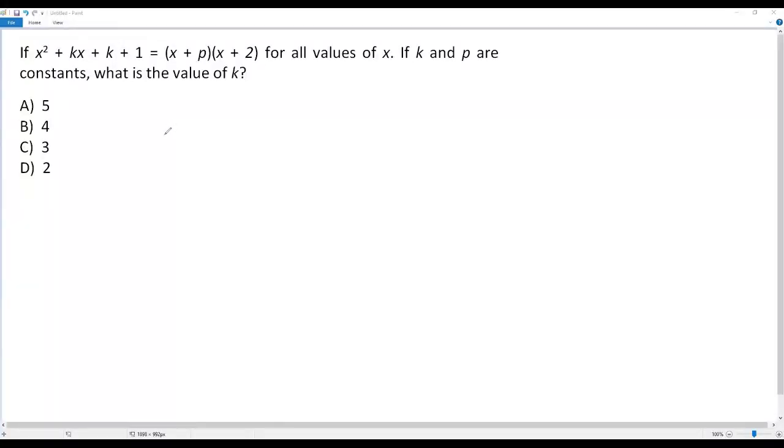Here we have a SAT math problem. Okay, let's go to the question. If x² + kx + k + 1 = (x + p)(x + 2) for all values of x, if k and p are constants, what is the value of k? In the given equation, we have to find the value of the constant k.